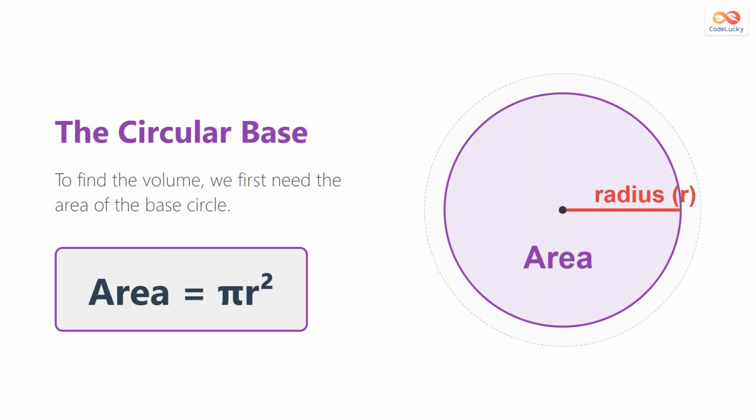The foundation of the cylinder is its circular base. From earlier geometry, we know that the area of a circle is calculated as pi times the radius squared. This gives us the area of the flat surface at the bottom.